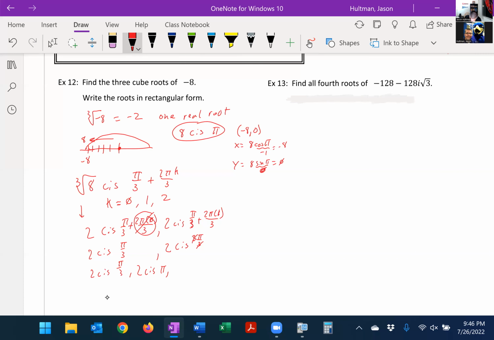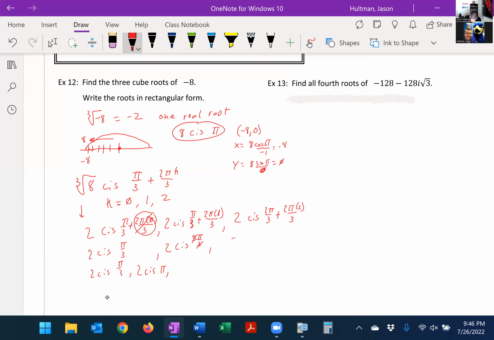Okay, and then we'll get the last one here. This is going to be 2 CIS 2 pi over 3 plus 2 pi times 2 over 3. Okay, so what is this going to be?